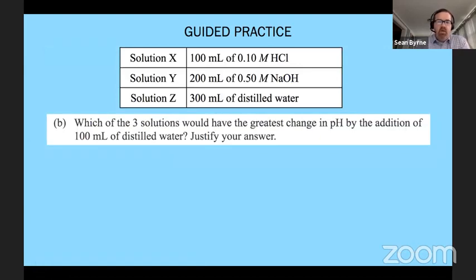The second problem asks us to consider which of the 3 solutions will have the greatest change in pH by the addition of 100 milliliters of water. And in this case, we need to justify our answer. So take another 30 seconds to consider how you would even set this up, what kind of pictures you might draw, and I'll be back with you in 15 or 20 seconds now.